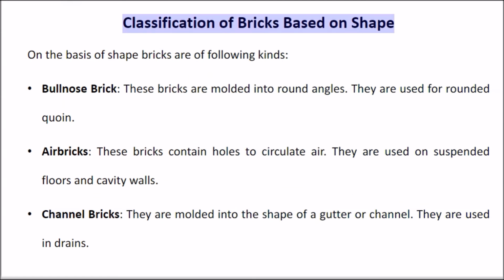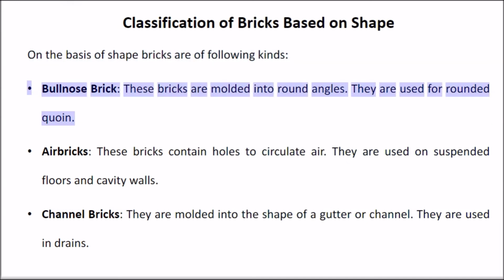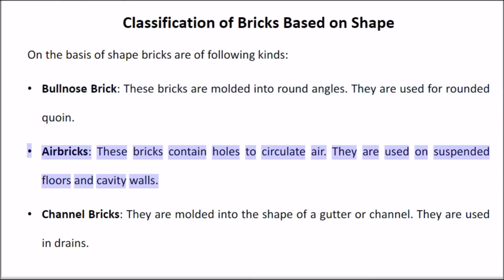Classification of bricks based on shape. On the basis of shape, bricks are of following kinds. Bullnose brick. These bricks are molded into round angles. They are used for rounded coin. Air bricks. These bricks contain holes to circulate air. They are used on suspended floors and cavity walls.